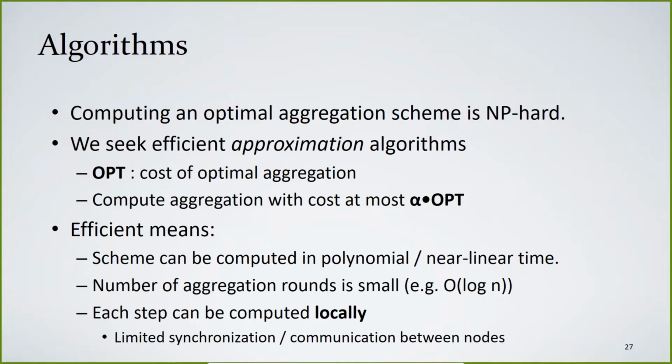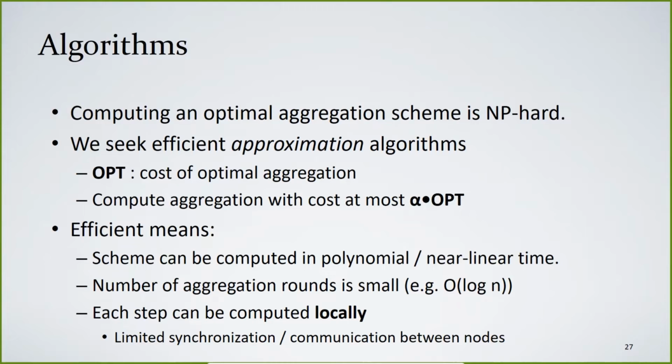So now, taking a little bit of a theoretical detour here, it turns out that computing an optimal aggregation scheme over this model is NP hard. And thus we need to seek an efficient approximation algorithm for that. That is, we want to approach the optimal within at most a constant factor, which is always the strongest guarantee theory can provide. So efficient means you would like something that's computed in polynomial, or at least near linear time.